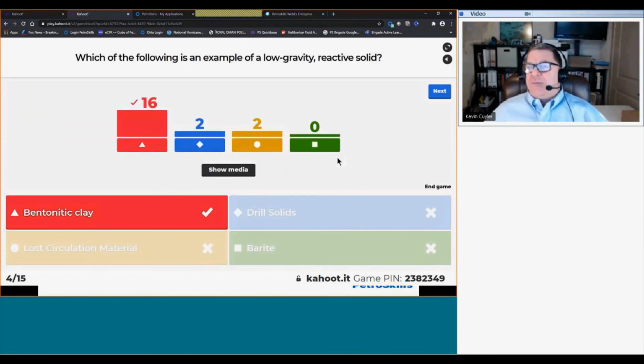All right. Bentonite clay. It is our prime industry example. Absolutely, that is a low-gravity reactive solid. Drill solids are not reactive. Drill solids. I didn't say bentonite from the formation. I said drill solids. Very, very good. 16 of you got it right.